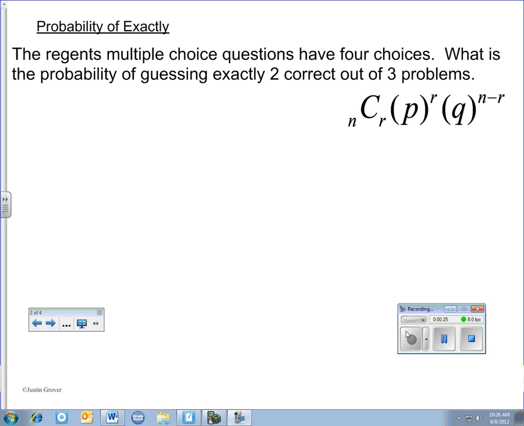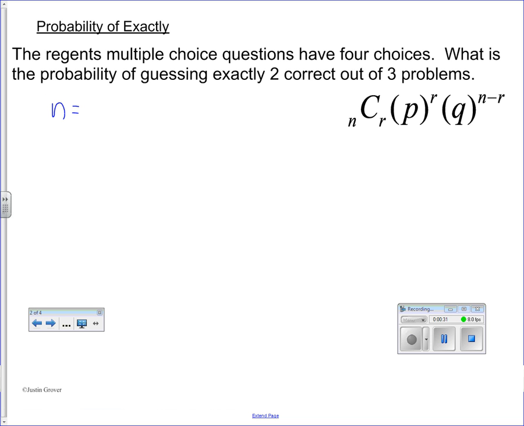But before we solve the problem, it's helpful to list down what n, r, p, and q are. n is the amount of trials we're talking about. Since we're talking about guessing 2 out of 3 problems, there's 3 possible problems, there's 3 trials. r is how many we want out of those 3 trials. We want 2 out of 3, so that's 2 out of 3. We want 2 correct out of 3 problems. We want 2 successes out of 3 attempts.